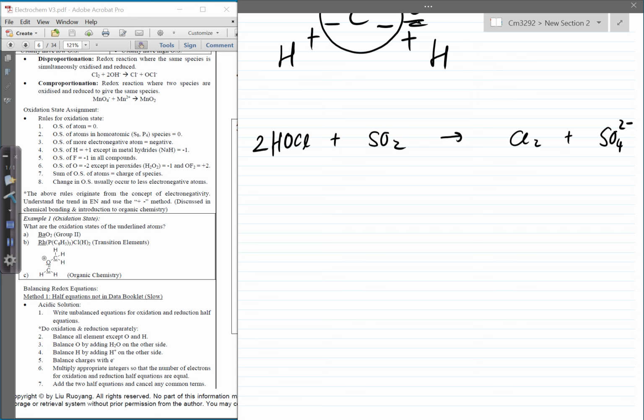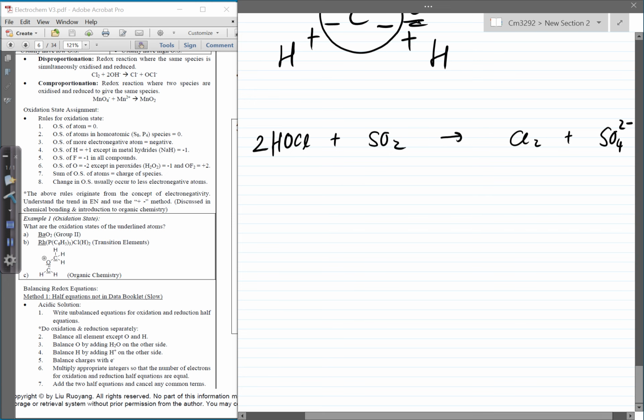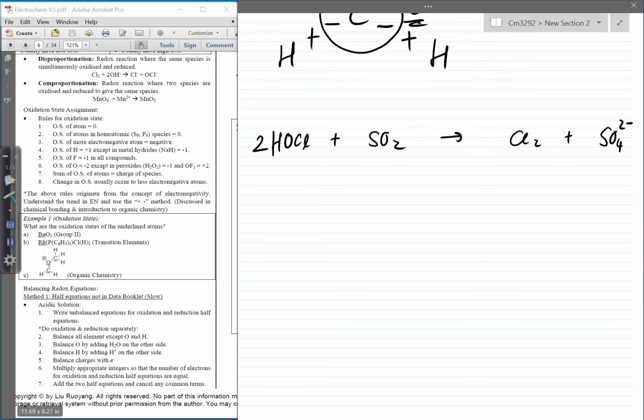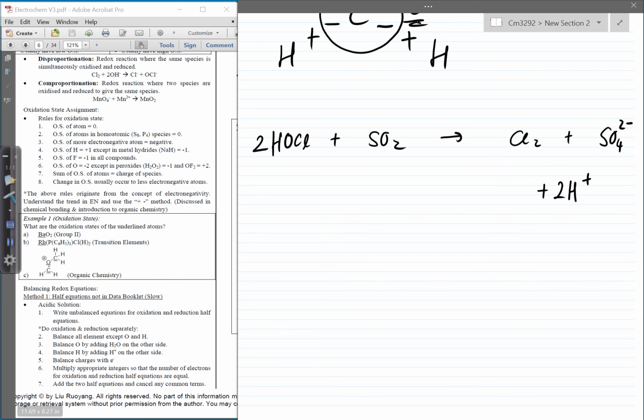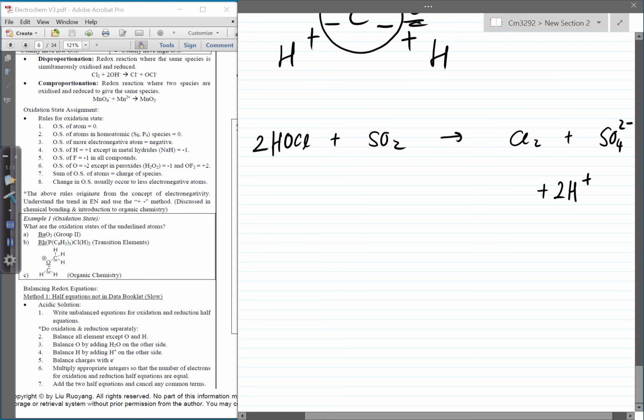Balance O by adding H2O on the other side. For this I have 2. On this side I have 1, 2, 3, 4 oxygen. This side I have 1, 2, 3, 4 oxygen. So oxygen is balanced. Next. Step 4. Balance H by adding H plus on the other side. So for this side I have 2 H. For this side I have 0. So I have to add 2 H plus on this side. Afterwards, balance charges with electrons. For this side, is it balanced? The charge is balanced, right? So that's all.